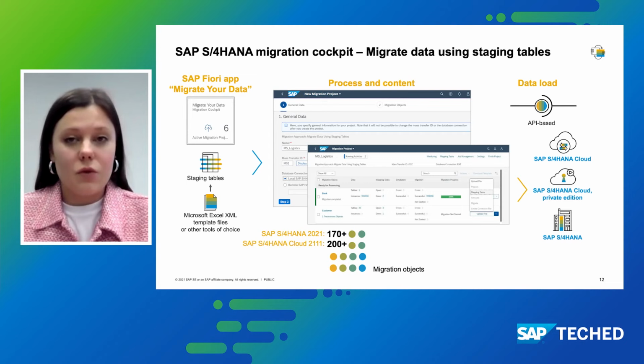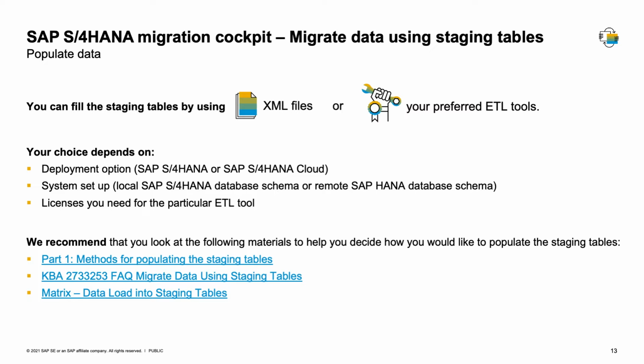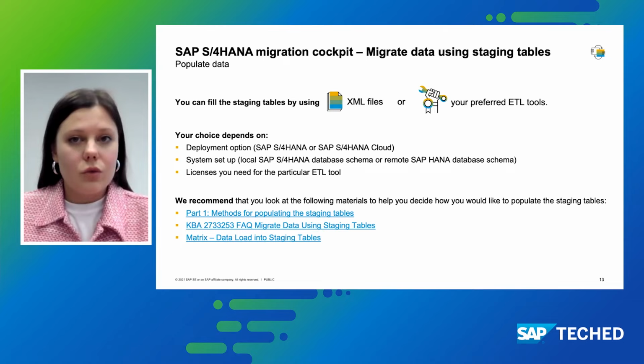Now we will focus on how you can fill the staging tables. As I said, it's completely your decision. You can do it by using XML files or by using your preferred ETL tool. Usually your choice should depend on deployment option, if you migrate to SAP S/4HANA or cloud, what is your system setup, and also the licenses that you need for the particular ETL tool.